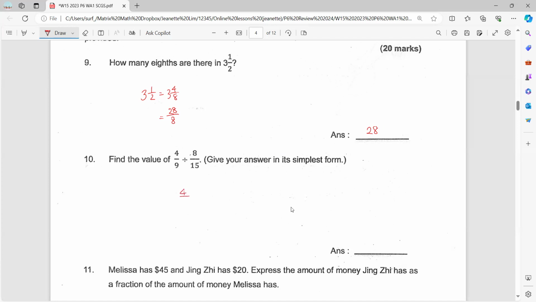Again, keep, change, flip. Keep, change, flip. So you can simplify 4 and 8. Both divide by 4. Now 9 and 15 both can divide by 3. Numerator times numerator, denominator times denominator. So answer 5 over 6.